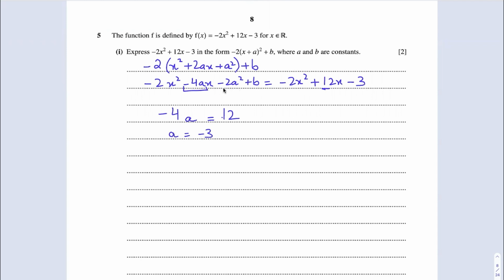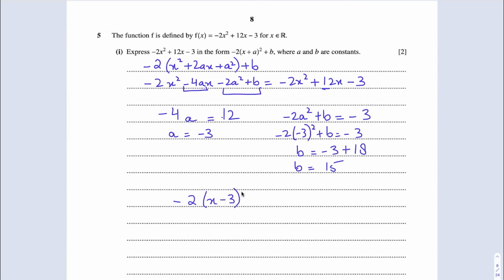The constant term on the left hand side is minus 2a squared plus b, and on the right hand side it is minus 3. So minus 2 into minus 3 whole squared plus b is equal to minus 3. So this will be positive 9 times 2, minus 18. So this will be minus 3 plus 18. b is equal to positive 15. So this will be written as minus 2 into (x minus 3) whole squared plus 15.